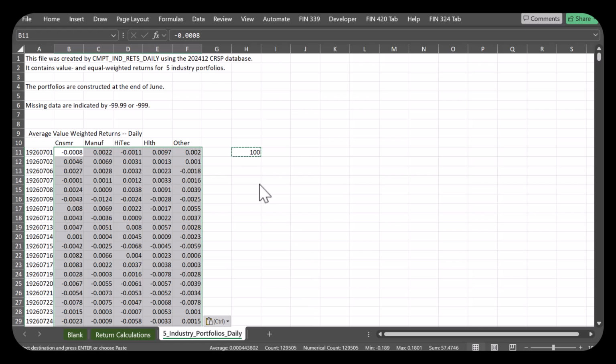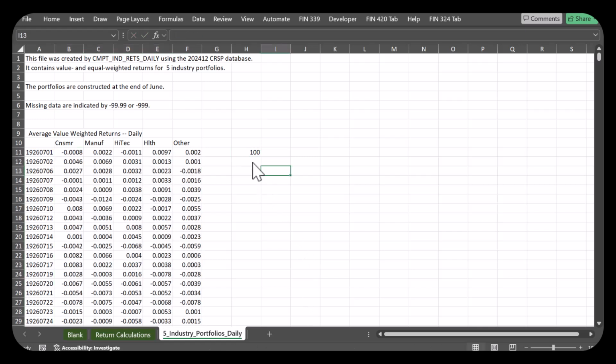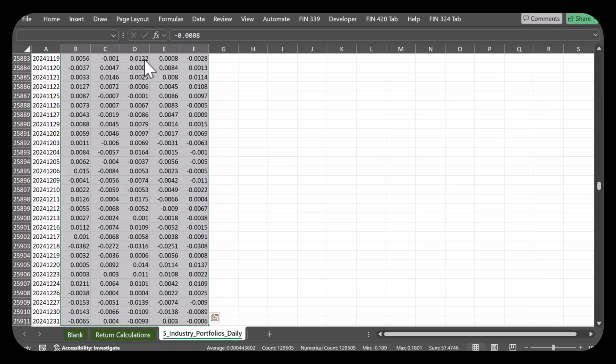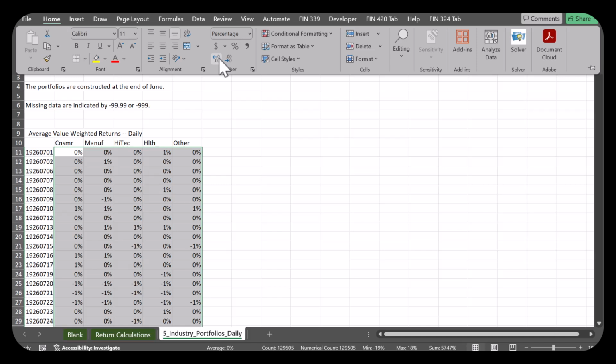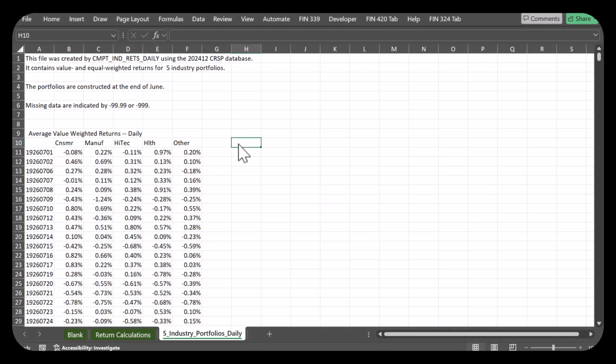Now I can make these things into percentage format. I know it doesn't make a difference, but we're going to calculate something called geometric average return. For that, I need these things to be in decimal format. I mean, I can show them as percent, but underneath, it's actually decimal.